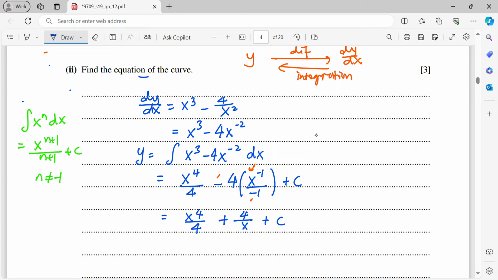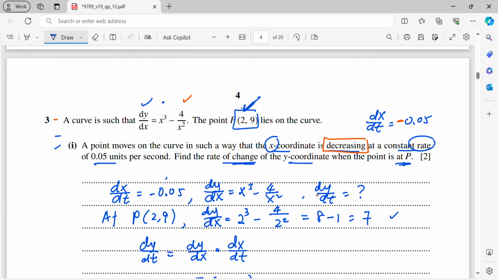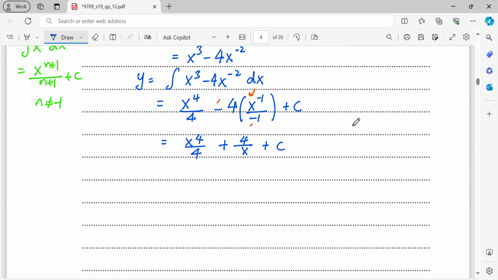Now, to get the c, we need the values of x and y. So look at the question. You are given the point P(2, 9). Okay, then now just replace these coordinates into the curve equation. So it means that your x is 2, your y is 9. Therefore, I will get 9 equals 2 to the power 4 over 4 plus 4 divided by 2, then plus c.